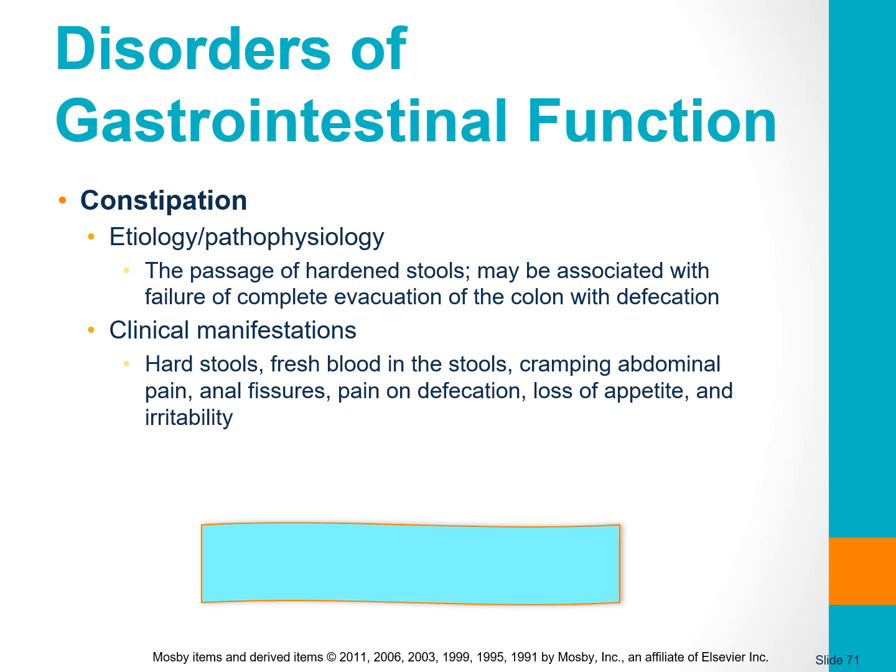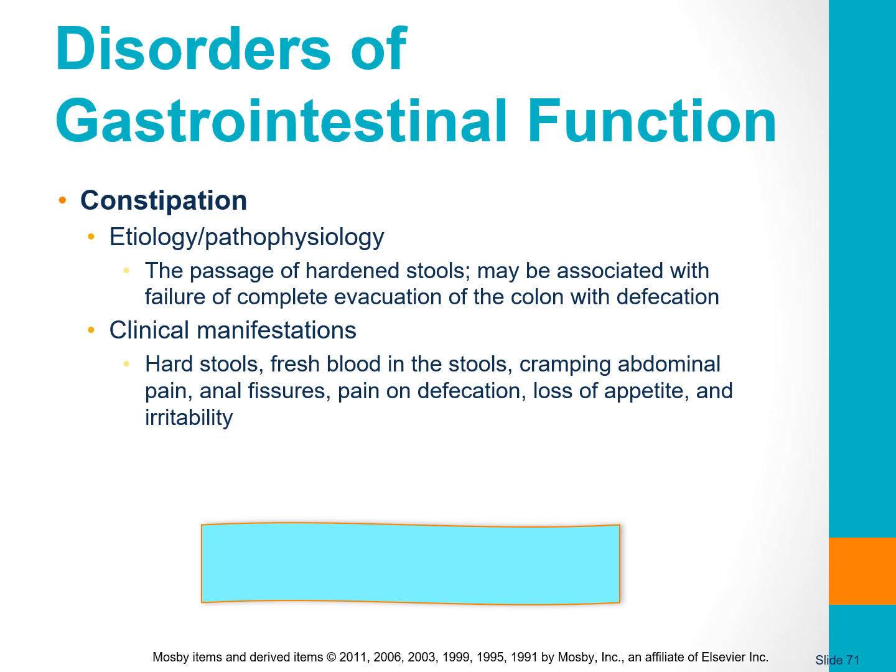Okay, opposite of diarrhea is, of course, constipation. So what is it? The passage of hardened stools may be associated with failure of complete evacuation of the colon. So this is when the colon doesn't empty as it should. How does it manifest itself? I feel like this is obvious, but hard stools, fresh blood in the stools, forcing stool to exit or bearing down, cramping, abdominal pain, anal fissures, pain with defecation, loss of appetite, and irritability are how it's going to present itself in kids.